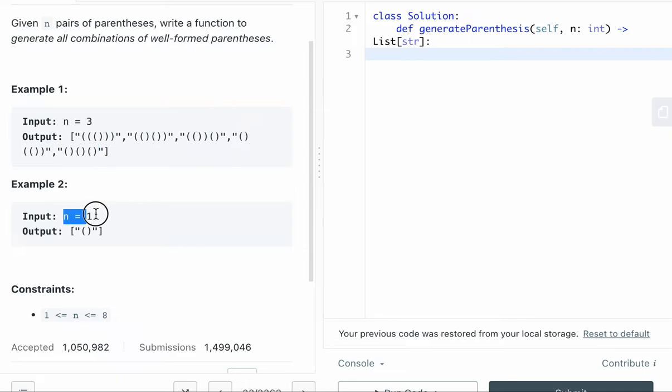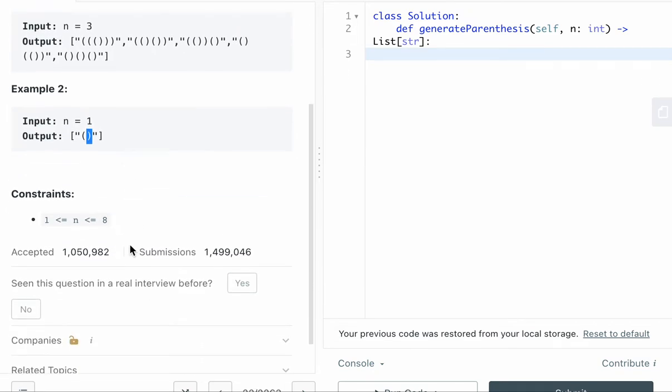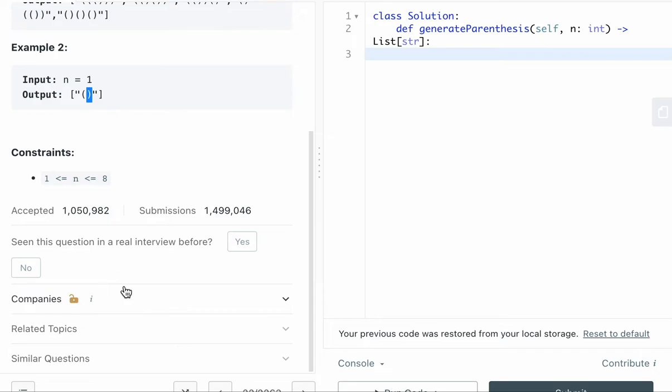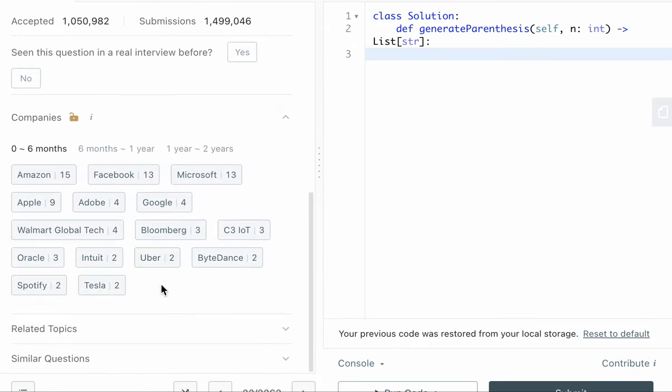And then here you can say that if n equals 1, you can only have one type of combo. And you can see that there are some constraints here. And here are the companies that asked this question: Amazon asked 15 times in the last 6 months.